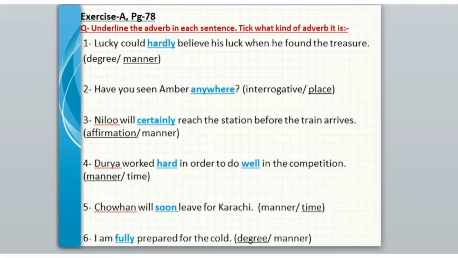Okay, number 6 says I am fully prepared for the cold. Fully prepared. Fully is the adverb that is telling you that they're fully prepared. Preparation is done 100%. Okay, and the options are degree, manner. So students, I told you, whatever words give you idea about intensity of things are called the adverbs of degree or quantity. Since the word fully tells you about the same thing, students, underline fully and put a tick on top of degree.